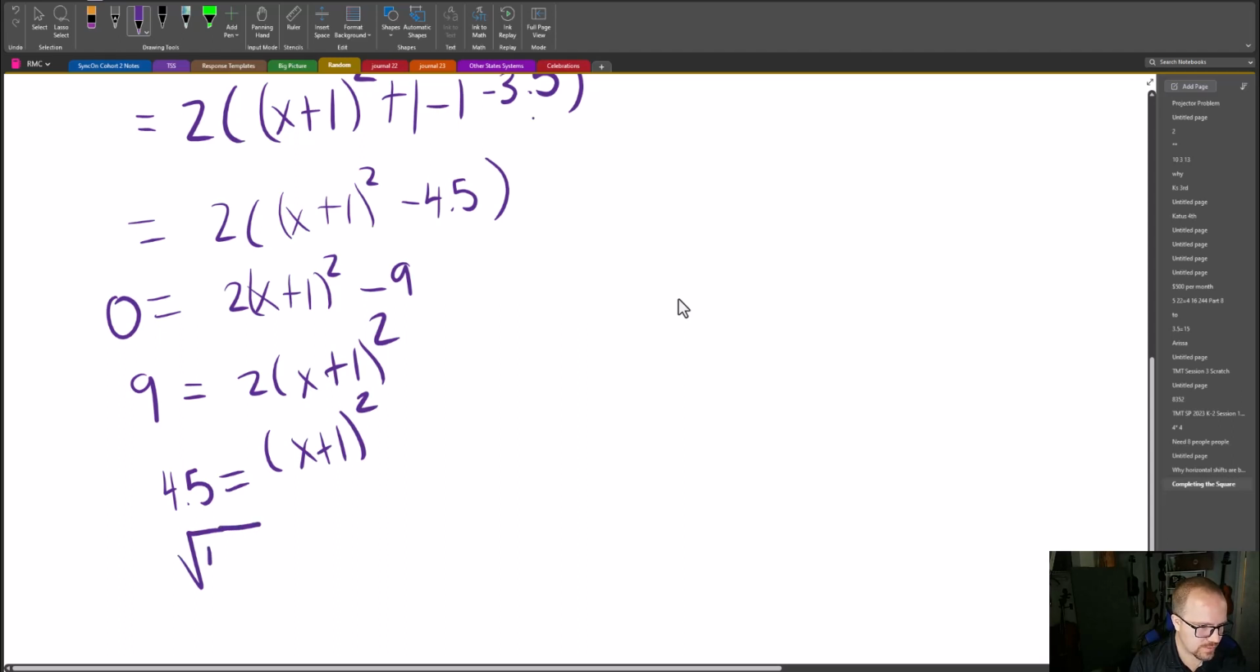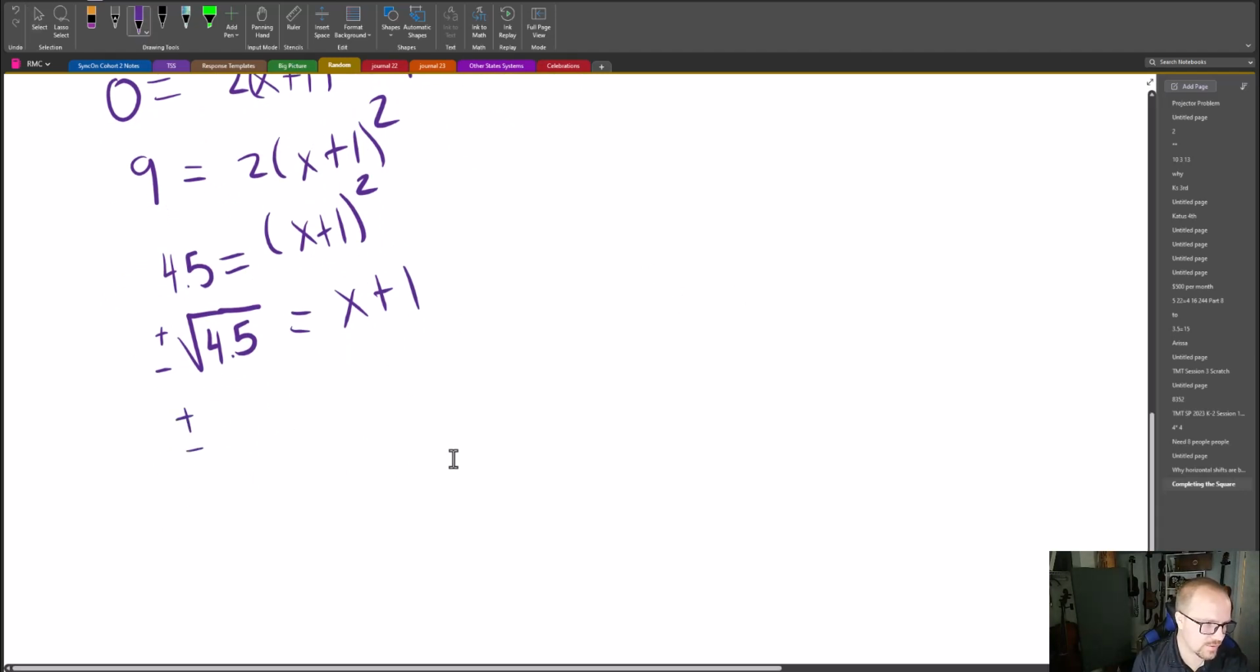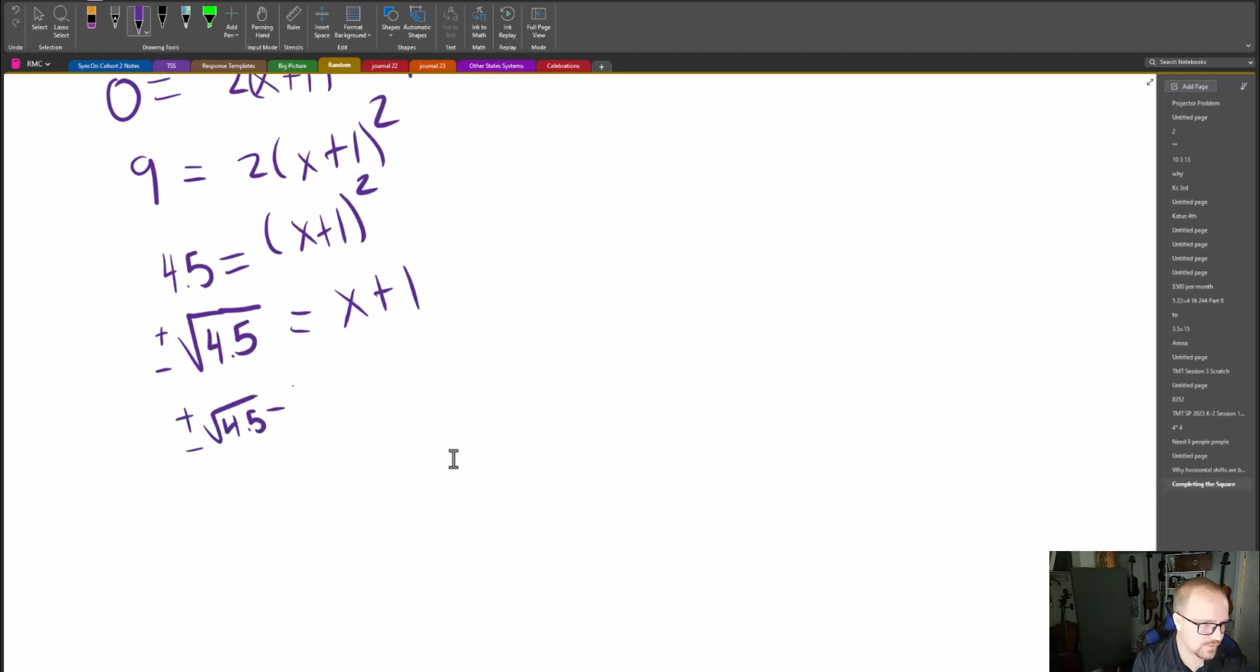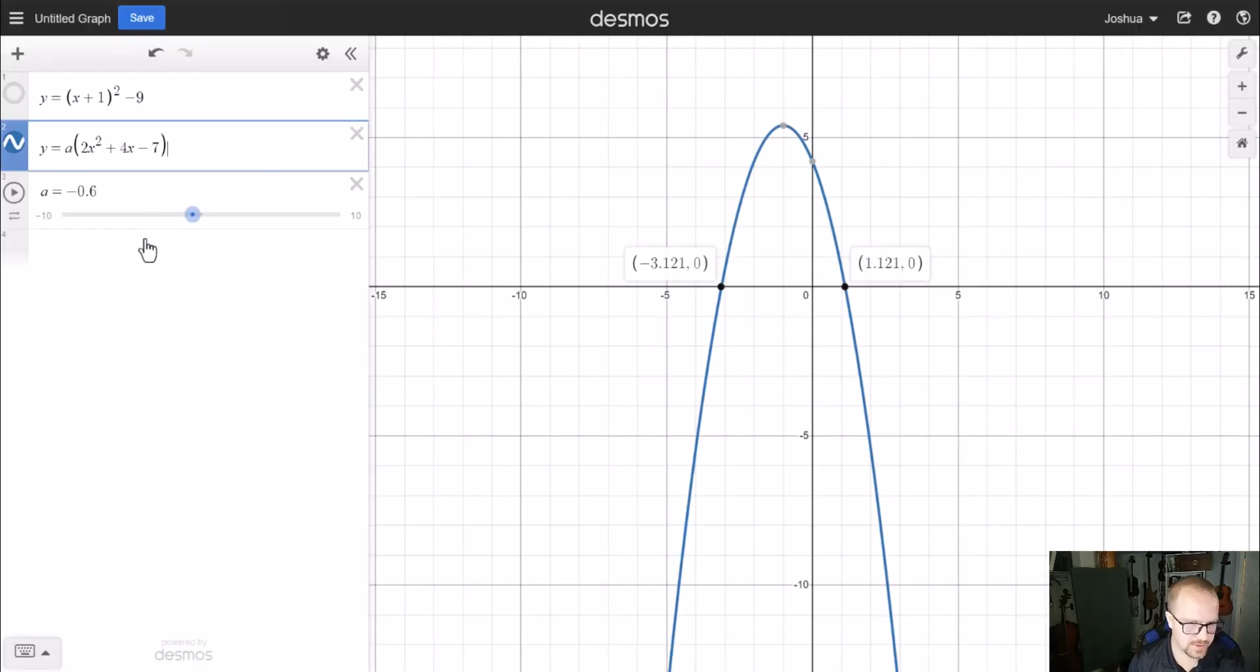And when you square root a positive number, you could be getting the negative version. So you have a plus or minus. It could be positive. It could be negative. We don't know. It could be either of those. And then x plus 1. And we subtract the 1 from the inside. And so our result is plus or minus the square root of 4.5 minus 1. And that's 2 results. And those are these.